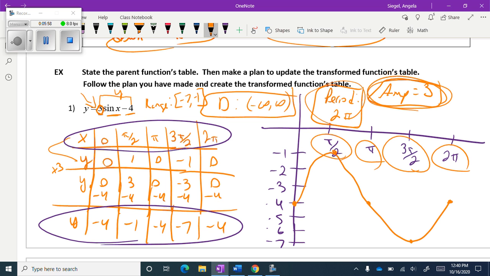The domain, I went ahead and just put both of these in interval notation because I was short on space. The domain is negative infinity, positive infinity. For the range, I'm going to look down here: my lowest number was negative 7, my highest number was negative 1. So that's my interval notation.